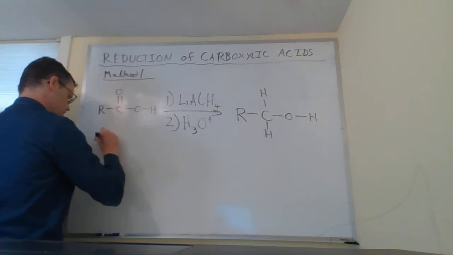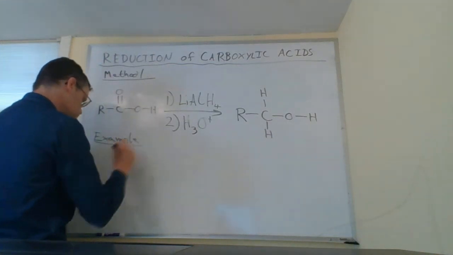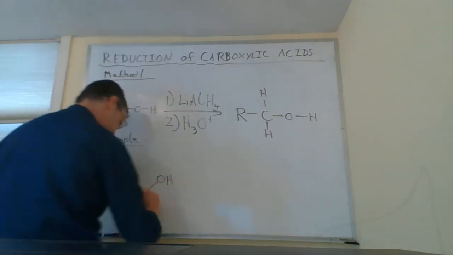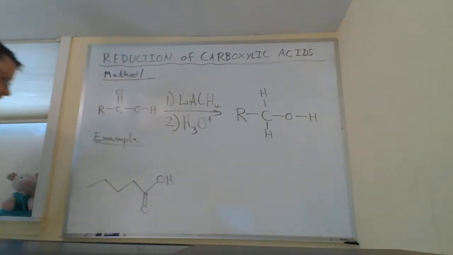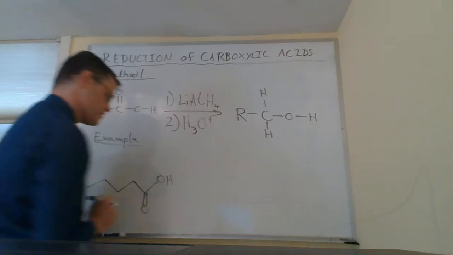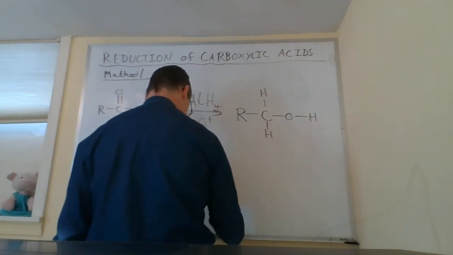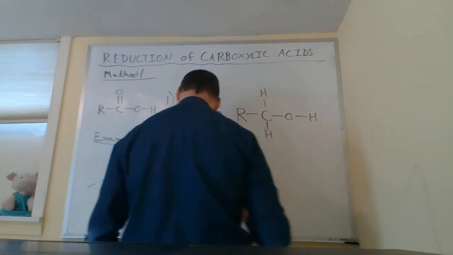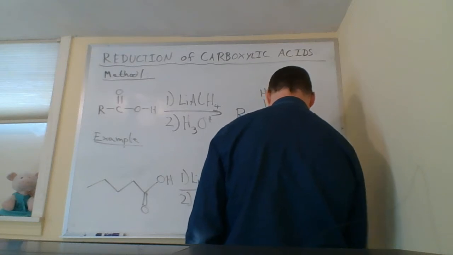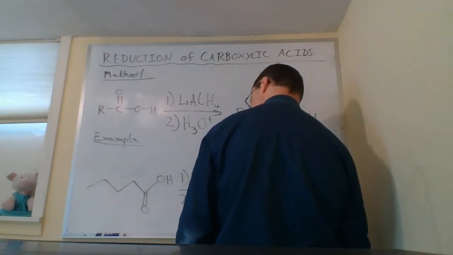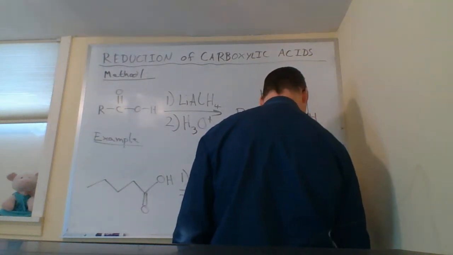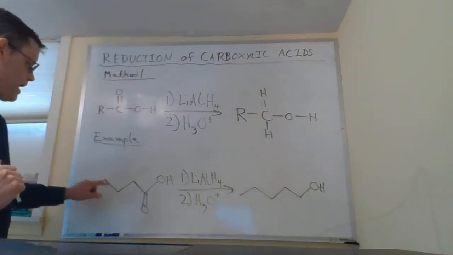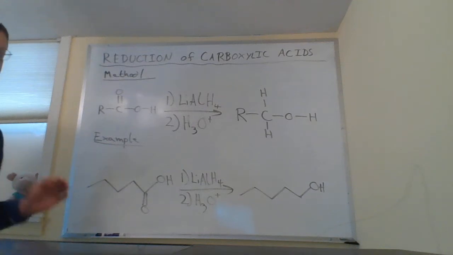Let me give you an example of what this would look like. This is a carboxylic acid, and we're doing a reduction here. 1, 2, 3, 4, 5, so pentanoic acid. If we used lithium aluminum hydride and H3O+, that's going to reduce this carboxylic acid to an alcohol. The key thing here is we're changing the functional group from a carboxylic acid to an alcohol, and we're not changing the number of carbons.